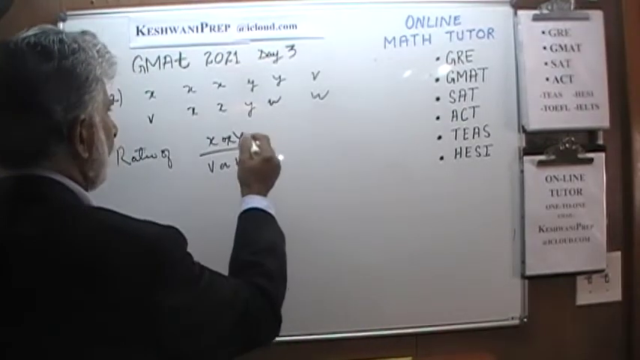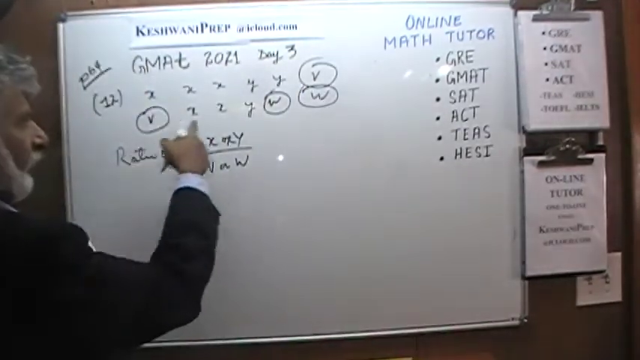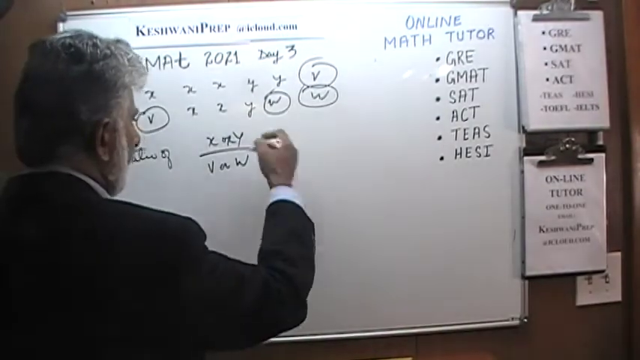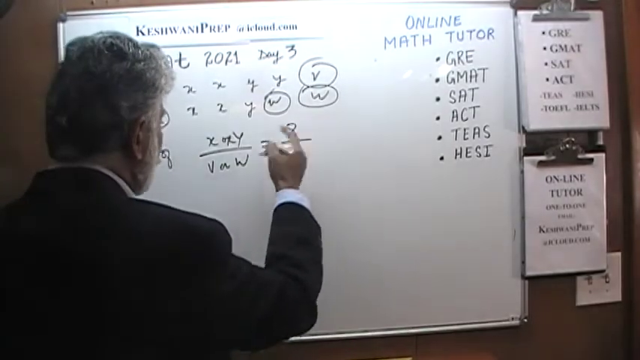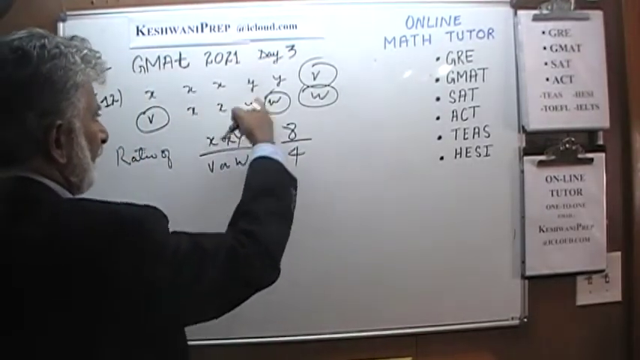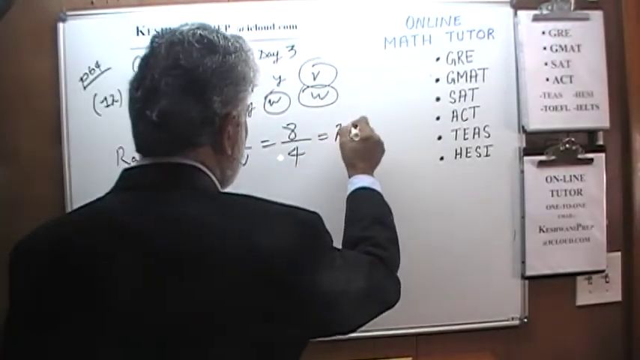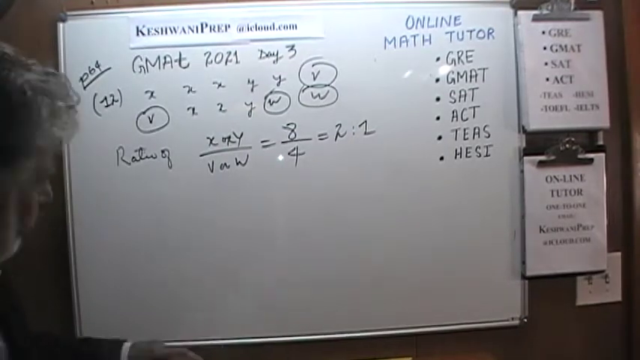V or w, let's find those. There's a w, there's a w, there's a v, and there's a v. There are 4 of them. So there are 4 either v or w. And since there are 12 altogether, there must be 8 x or y: 5 x's and 3 y's. The ratio is 2 to 1. Let's move on.